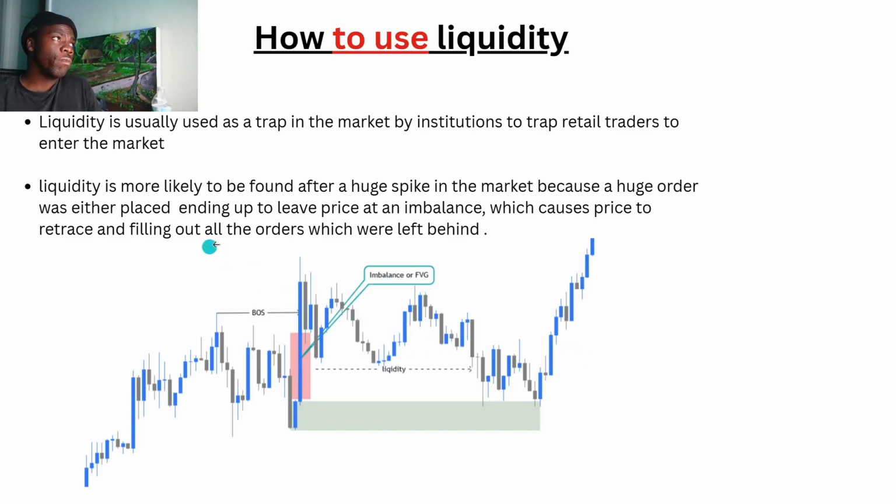You guys can read all this in your own time, but I'm going to try and break down this chart right here. So we have a break of structure, and then we also have an imbalance. Pretty much what an imbalance is, is that a huge order was placed right here, and a lot of traders and retail traders didn't get an opportunity to enter within this move. So what ends up happening is that price has to come back to fill this order.